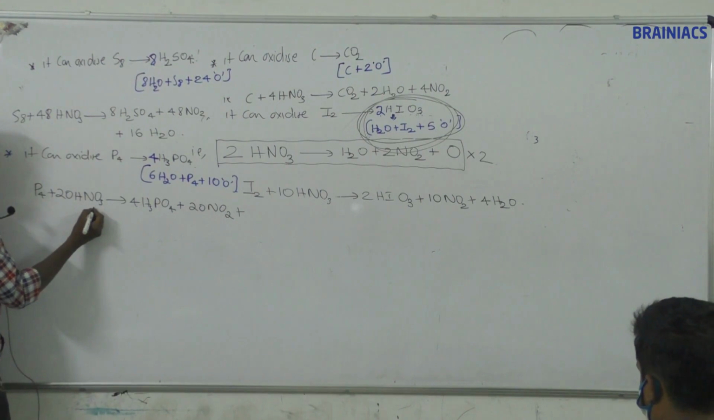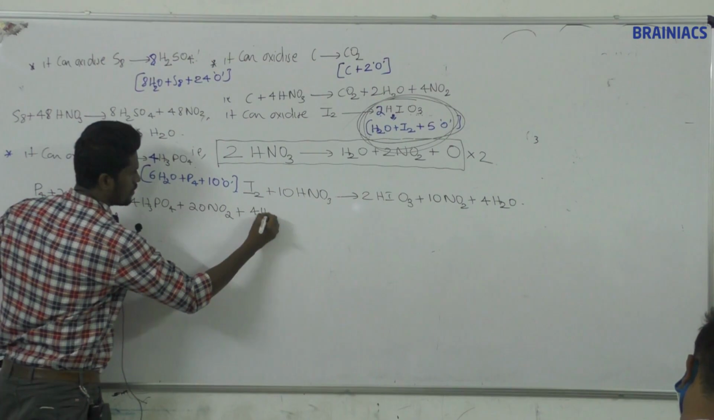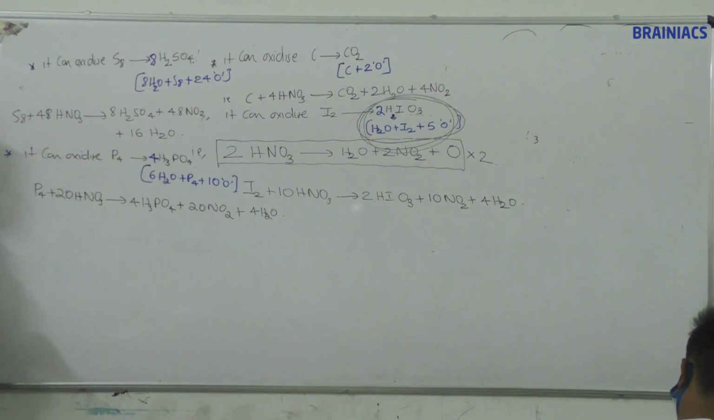How many water? 10 water. And out of 10, 6 are present here. So what is the remaining number of water molecules? 4 H2O.